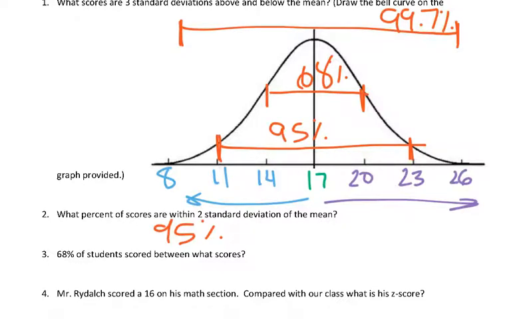Number 3, 68% of students scored between what scores? That's 1 standard deviation away, so it would be between 14 and 20. That would make up 68% of the students.